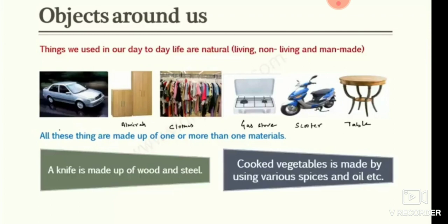Look at this picture, dear students. Here we are seeing many objects: a car, an almirah, clothes, a gas stove, a scooter, a table. These are a variety of objects. All these things are made up of one or more than one materials.